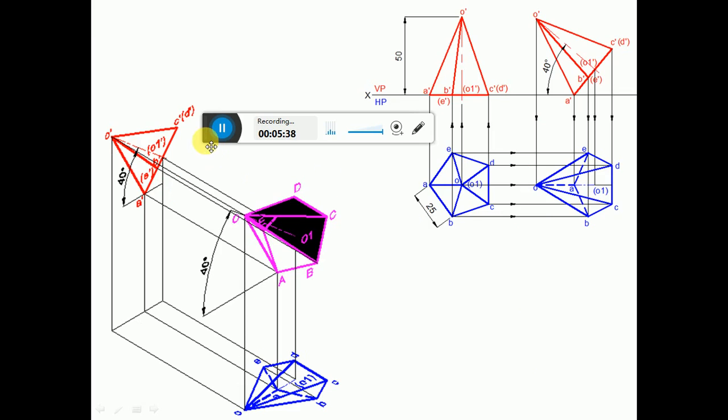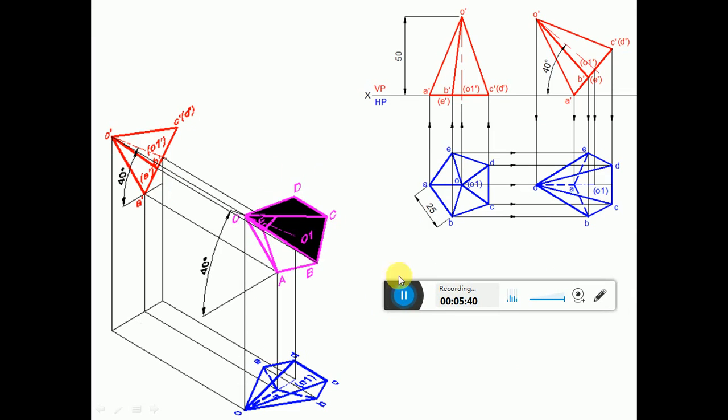Now in the second position, since it is resting on one of its corners, we are going to represent A dash on the XY line such that the two edges containing the corner make equal inclinations. So the corner is A, the two edges containing the corner are AB and AE, which will always make equal inclination here also with respect to HP. So from here, first you draw a line which is inclined at 50 degrees to the XY line because the axis is inclined at 40 degrees.